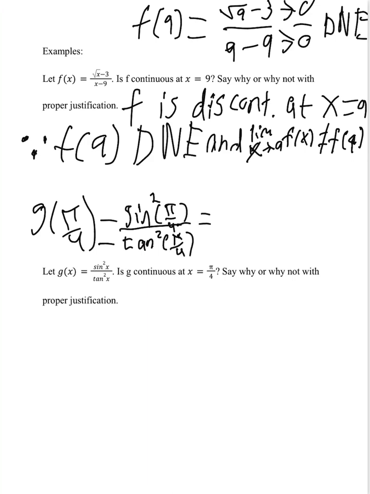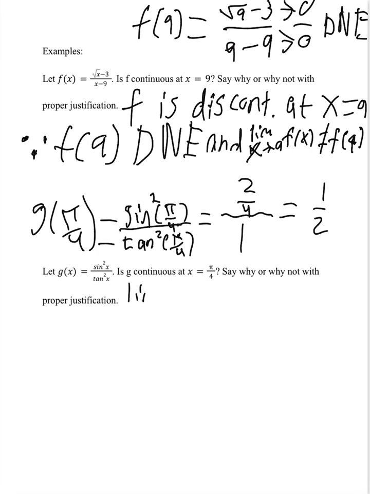Tangent of pi over 4 is 1. 1 squared is 1. The sine of pi over 4 is the square root of 2 over 2. So if I square that, I'm going to get 2 over 4, and then that's 1/2. So we know g of pi over 4 does exist.